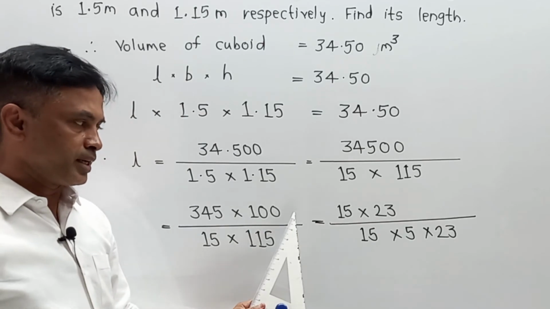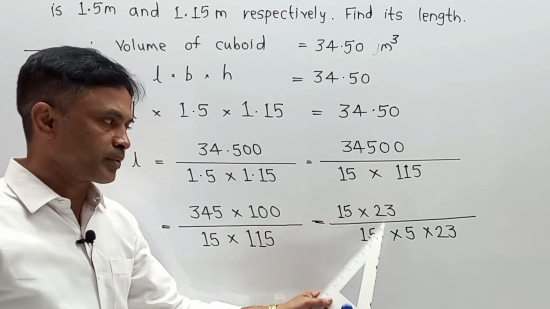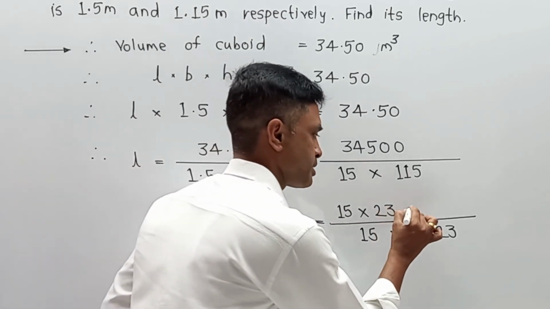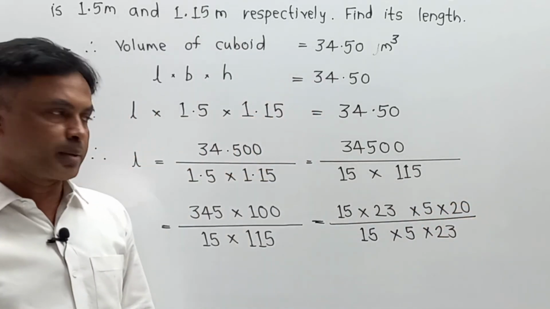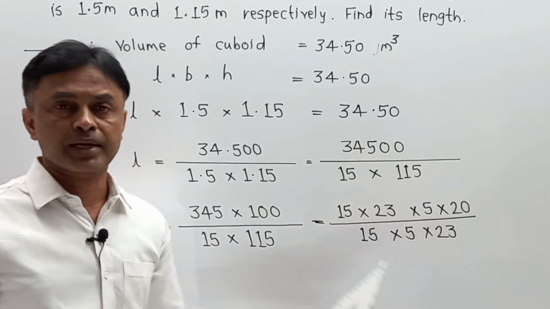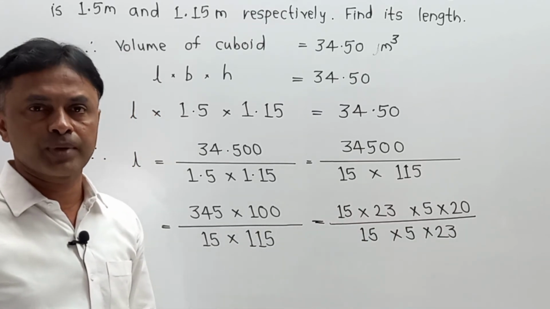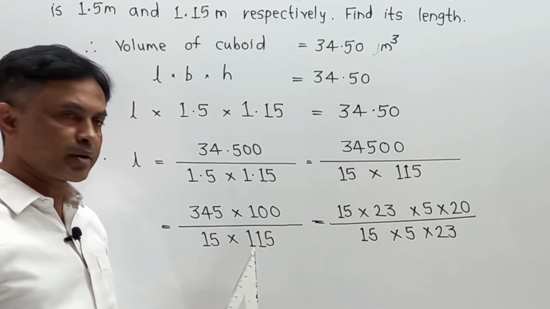Again this is 100. We have to split this 100 because 15 gets cancelled with 15 and 23 will get cancelled with 23. So I am going to split this 100 as 5 into 20. Student, remember, this practice is possible only when you are very perfect in your table and calculation of the mathematical part. No doubt it is a part of practice only you can get, but remember one by one.